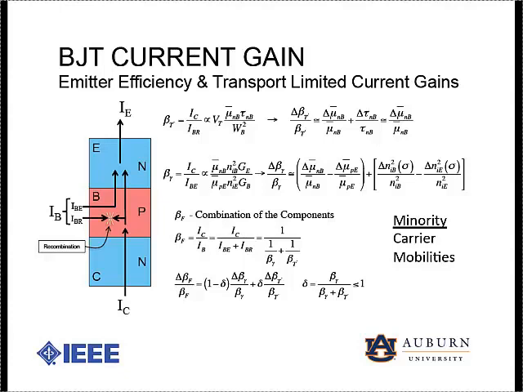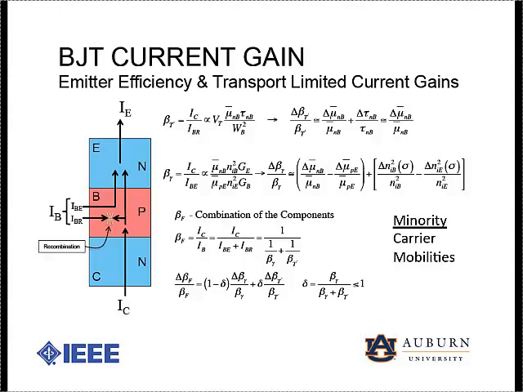And the second component is due to back injection of carriers into the emitter, which reduces the emitter efficiency below 1, and so we can define an emitter efficiency limited current gain. If we go through the device physics, we end up with the difference in the mobilities in the base and emitter, and the difference in the intrinsic carrier concentration squared.